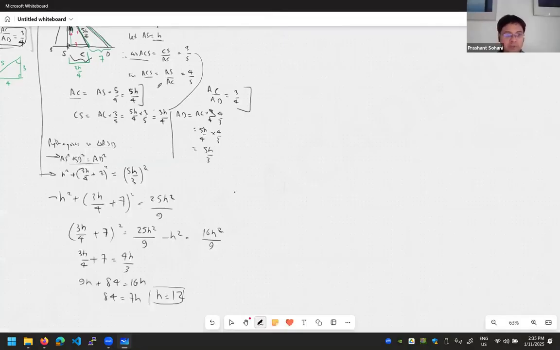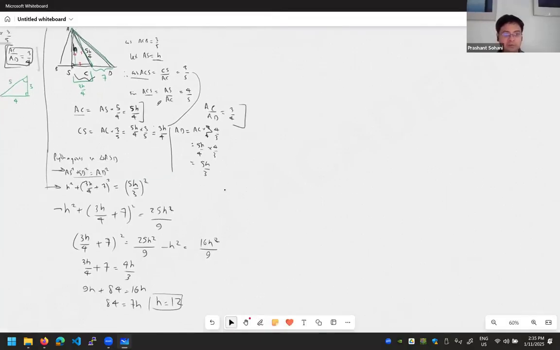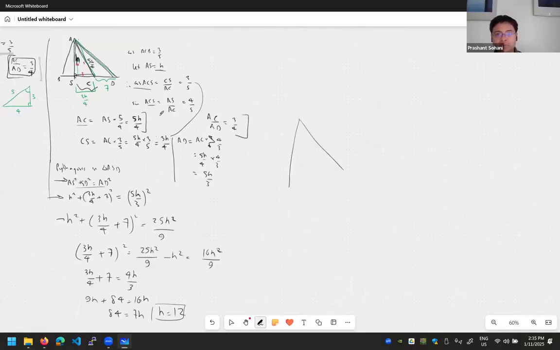If I go back to my original diagram, or let me draw it again here. What we found right now is the height, which is 12. And then from that, we can find all the remaining lengths. CD is 7 already. So how much is CS? CS is 3h by 4. Therefore this triangle is in the ratio 3 is to 4 is to 5.